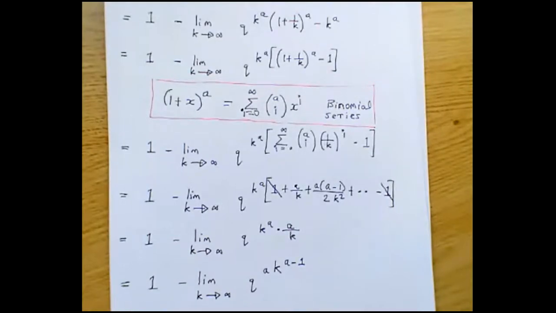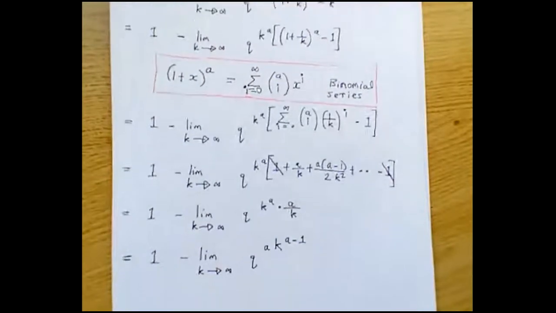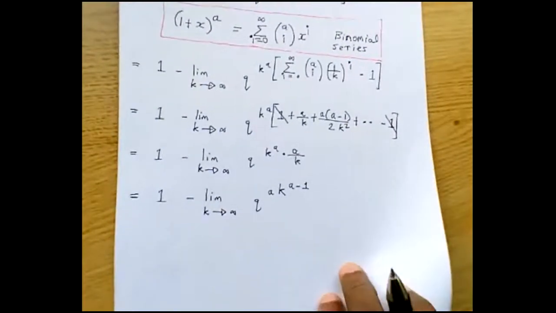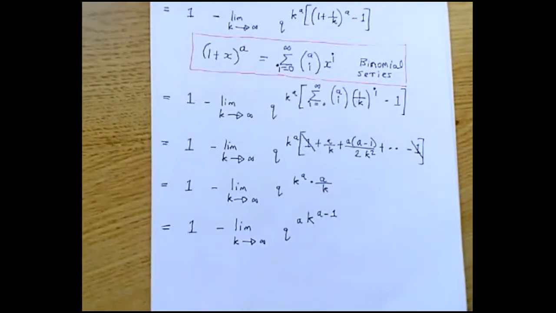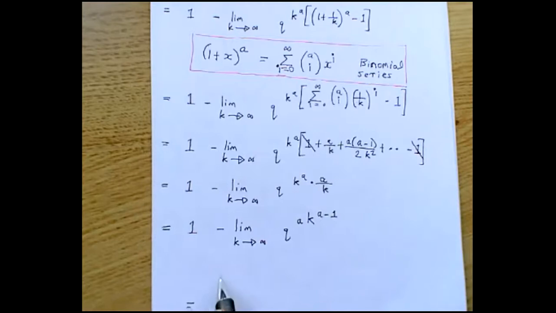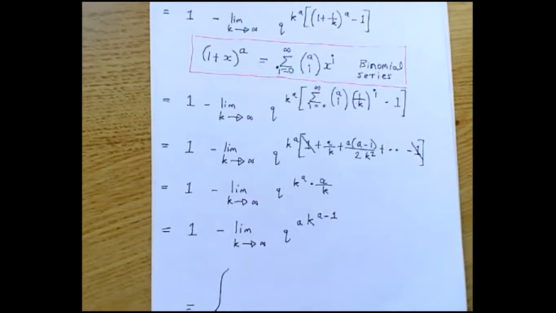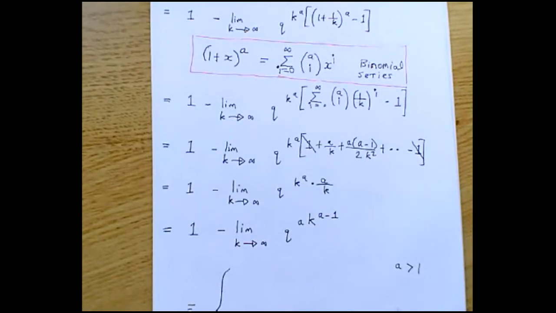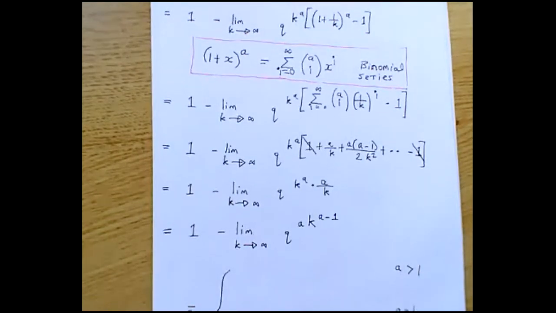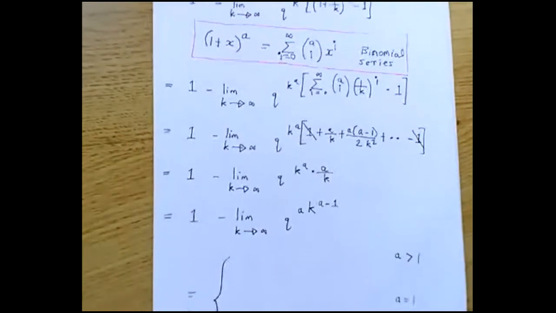Okay, all right, so this is the result that we have, but now, because we need to give an explicit answer, we need to consider three different cases, basically. We need to consider, first of all, the case where a is greater than one, the case where a is equal to one, and the case where a is less than one, right?